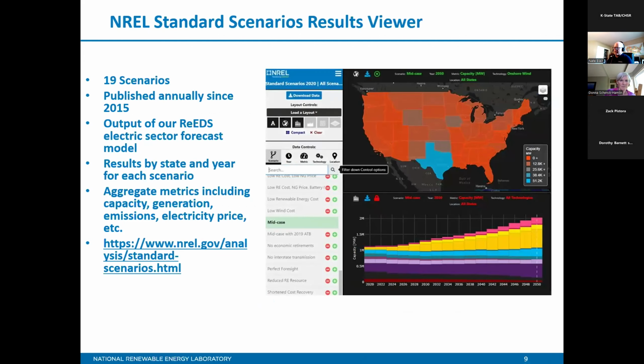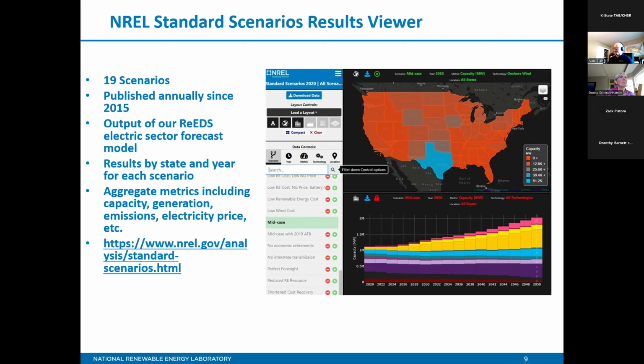It was interesting what Zach was saying about the future of the energy mix. NREL and other organizations take a crack at this every year. We are in our 7th year of standard scenarios. We started in 2015, so I guess we're closing in on our 10th year of standard scenarios. I didn't realize that.